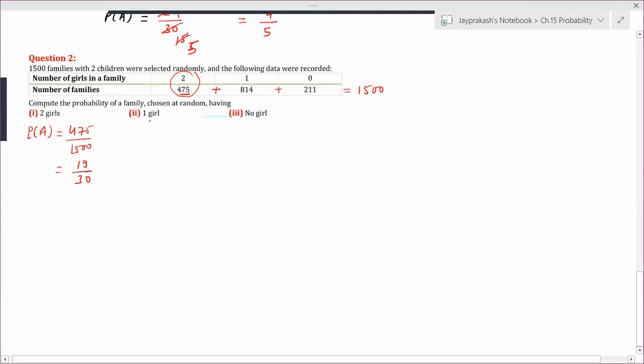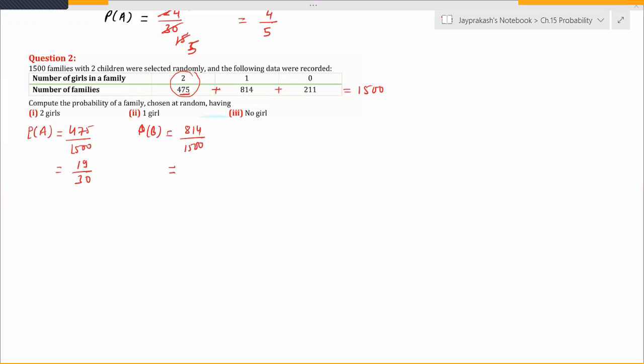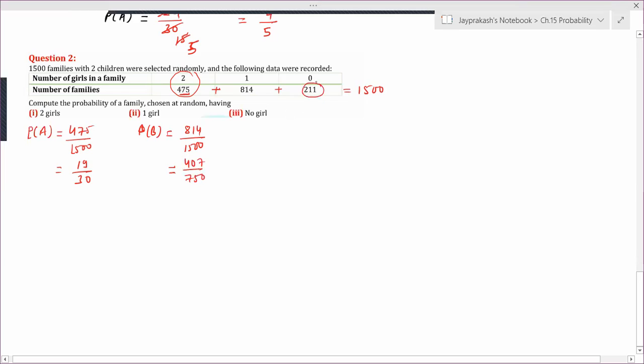And the second is one girl. So let it be B. One girl, having 814 families. So it will be 407 upon 750. Now no girl. There are 212 families having zero girls. So let's consider this P of C. So 211 by 1500.